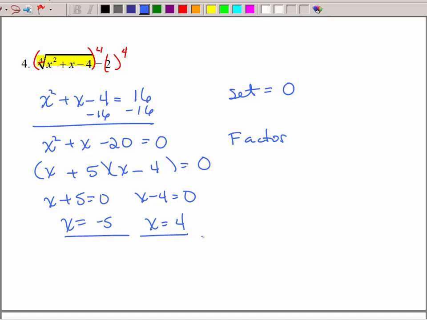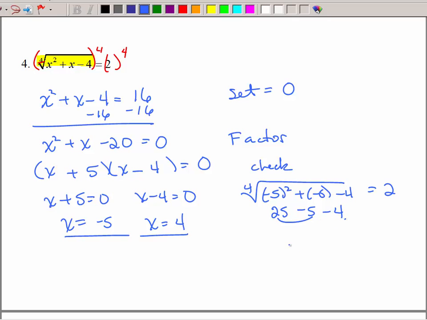All right, so we have two answers. Are we done? No, we have to check. All right, so I have the fourth root of negative 5 squared plus a negative 5 minus 4. Does that equal 2? I know that's a lot of work. So let's see, that's 25 minus 5, that's 20. Okay, so I have 20 minus 4 is 16. Is the fourth root of 16 equal to 2? Yes, it is.